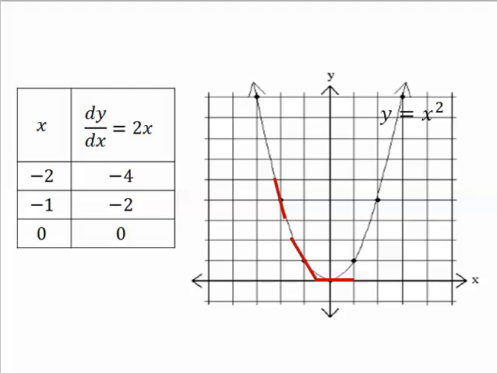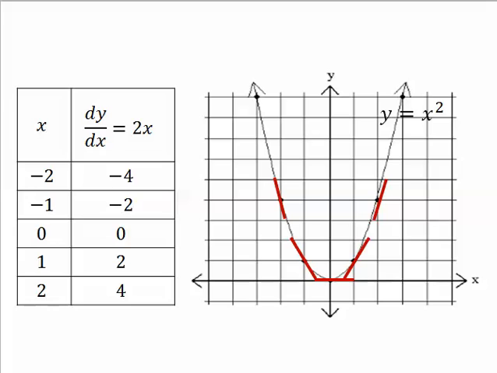When x equals 0, the derivative is equal to 0. We have a horizontal tangent line. When x equals 1, the derivative equals positive 2. The tangent line has a positive slope. When x equals 2, the derivative equals 4. The tangent line has a positive slope and now it's steeper.